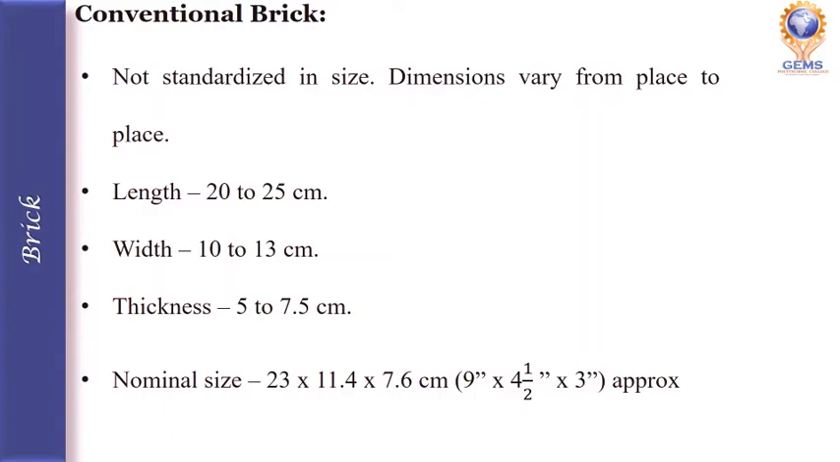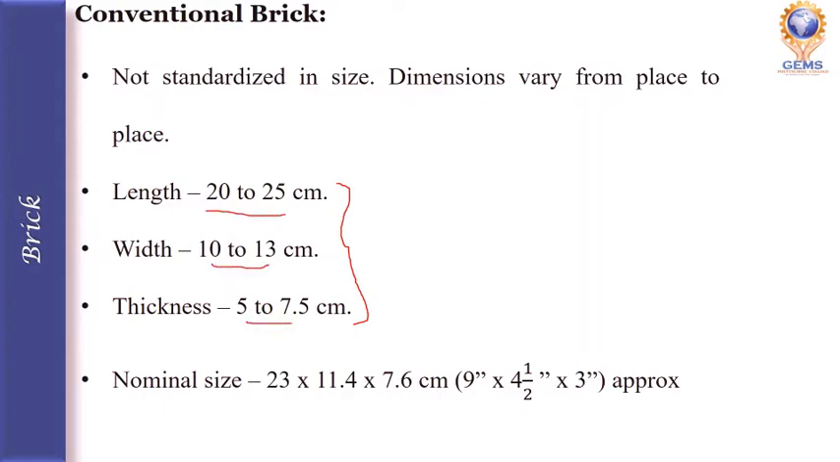Let's see conventional brick. These conventional bricks are also called traditional bricks, but those which have not been standardized in size. The dimension of traditional bricks varies from place to place. Mostly the length varies between 20 to 25 centimeter, width varies from 10 to 13 centimeter, thickness varies from 5 to 7.5 centimeter. So the size is not a standardized one. From place to place, the sizes will vary between these values.